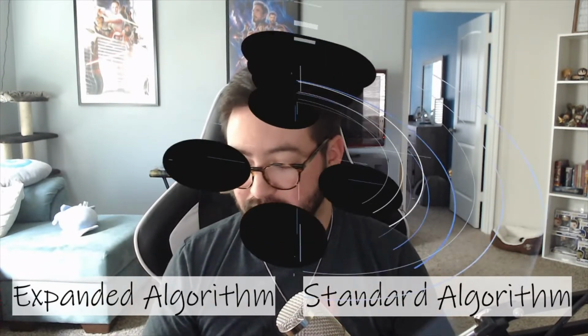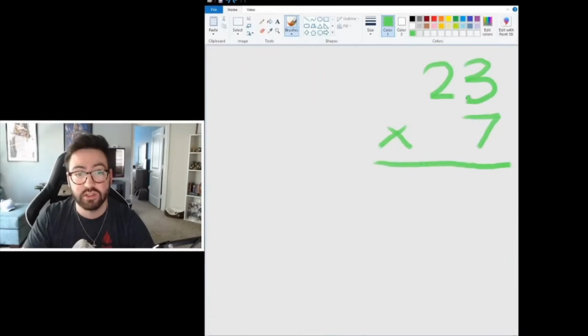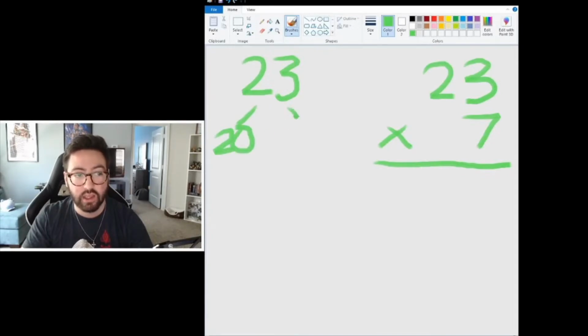Let's try it out with the multiplication sentence 23 times 7, and we'll write it vertically like this. Essentially what we're going to do is decompose 23. Now decompose means to break it down. So we're going to break it down into the tens, which is 20, and the ones, which is 3. Then we're going to multiply each of these parts times 7. So let's do that first.